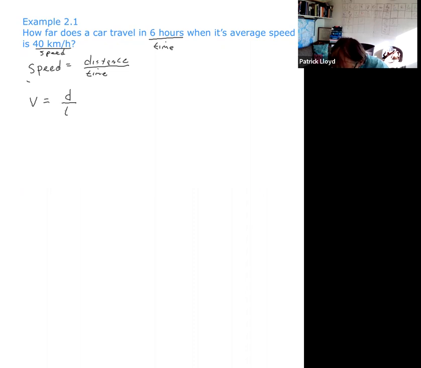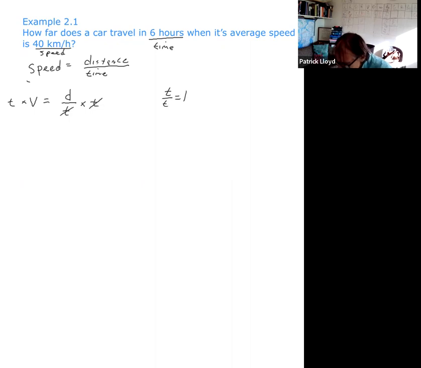And now we get into the algebra. We are trying to find the distance traveled, right? That would be D. We're trying to find D. So how do we find D? Well, algebraically, what we do is we multiply both sides by T. Why T? Because if we multiply by T, T divided by T is 1, right?